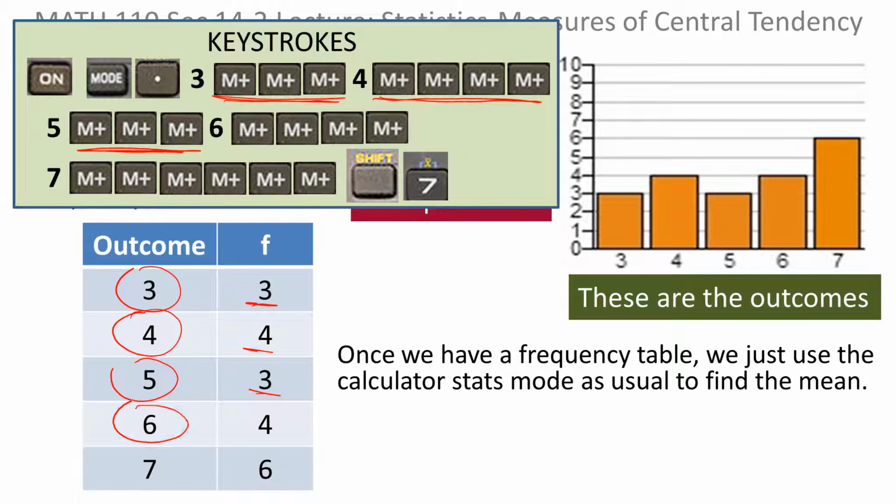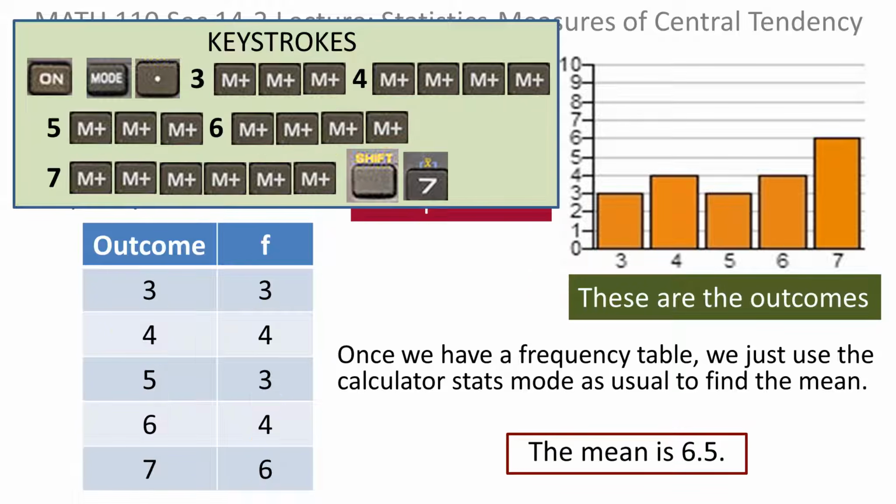Then you move down to the next outcome, which is 6. Its frequency is 4, so you do M plus 4 times. Then you move to the last outcome, which is 7, and its frequency is 6, so you enter 7 and you do M plus 6 times. Now that you have all the data in, you do shift 7, which gives you the mean. If you do all of that, you'll come up with a mean of 6.5.